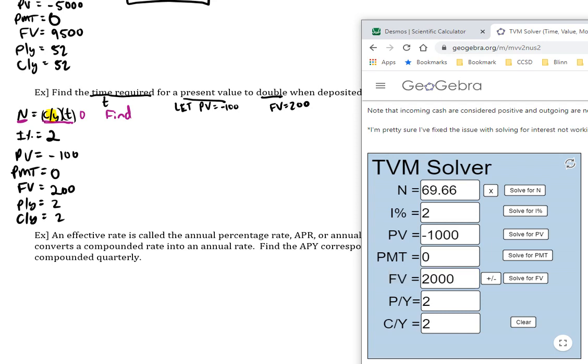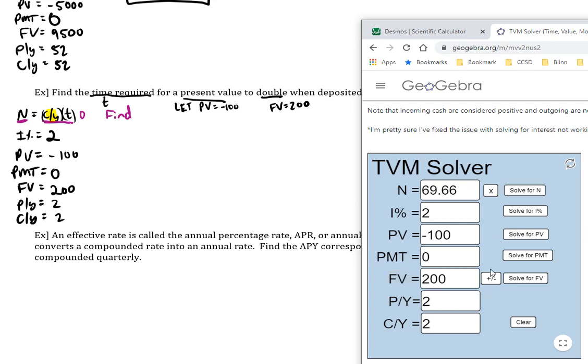And just to show, let me make it negative 1,000 and positive 2,000, because that's also doubling. Solve for N, still the same N. And you could make it 0 just to verify. Yep. Okay, so just to show it doesn't matter. One more time, same thing. I think 100 though is a nice kind of round number.